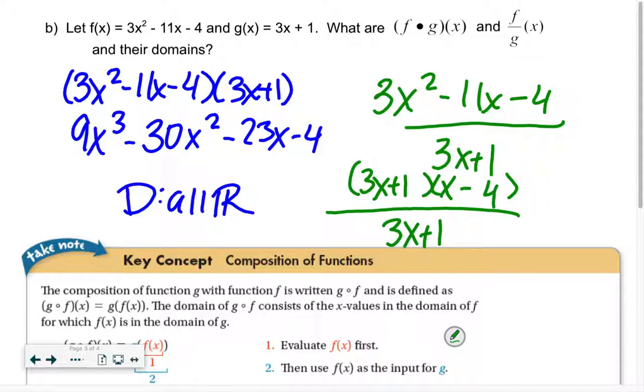4. Does it work? 3x times x, is it 3x squared? Yeah. 3x times -4 is -12 plus 1, is it -11? What? Plus 1 times -4, -4. What happens? Cancel. Cancels. All I have left, instead of just a denominator, I just have a numerator.